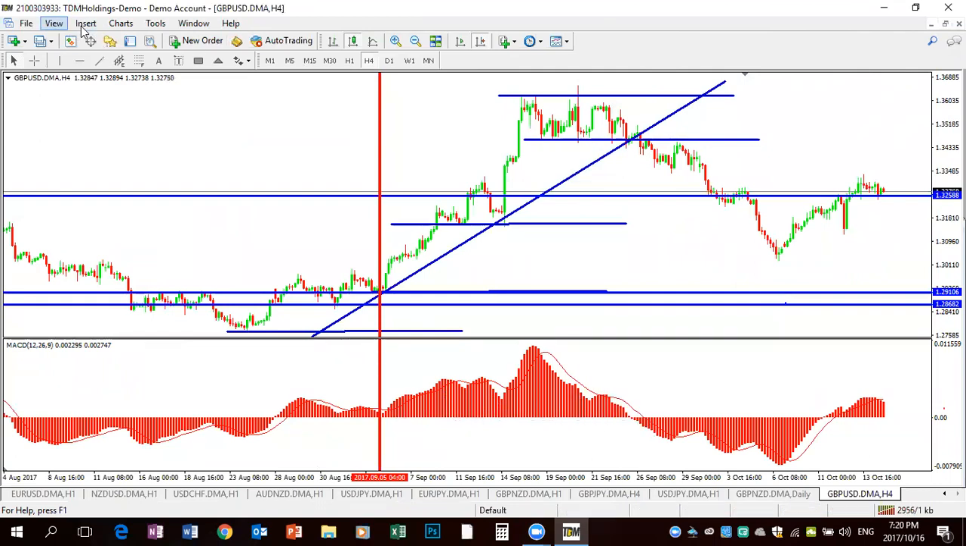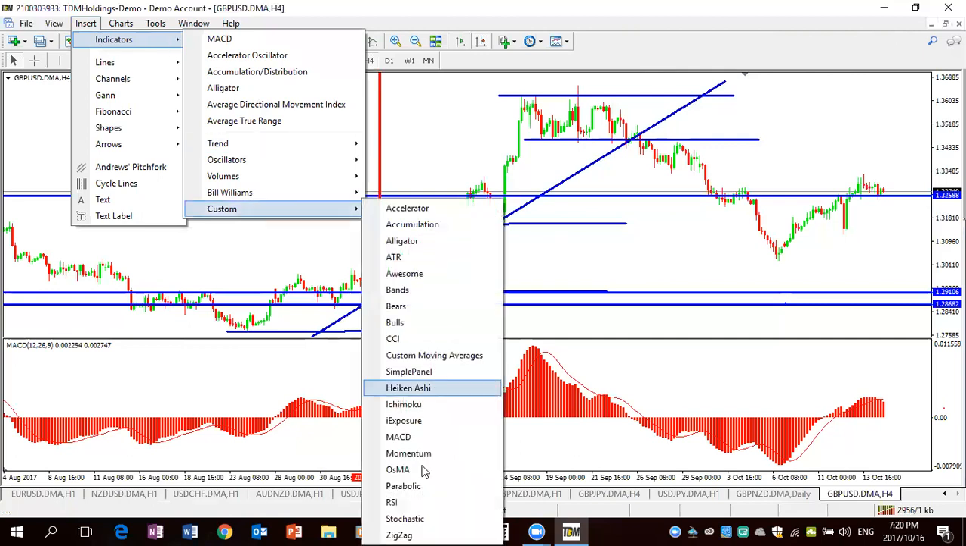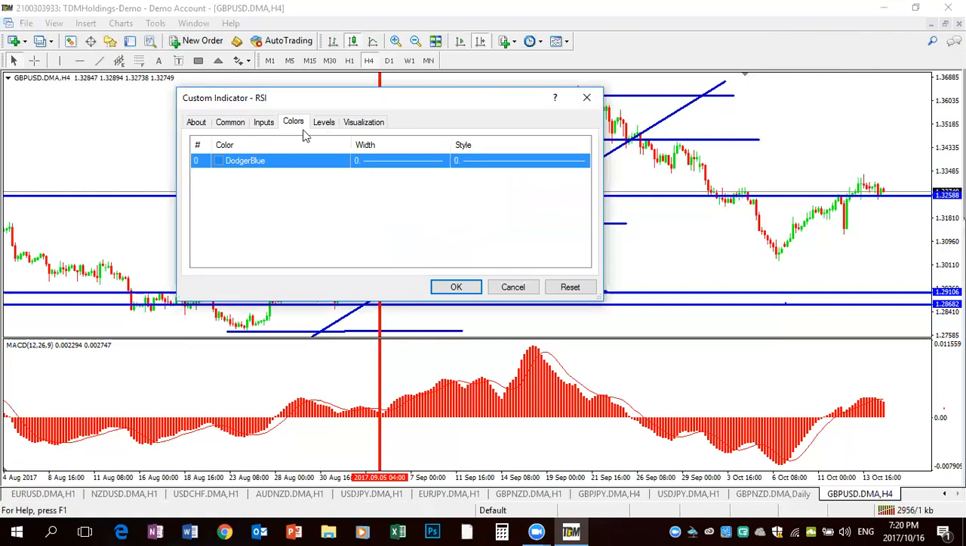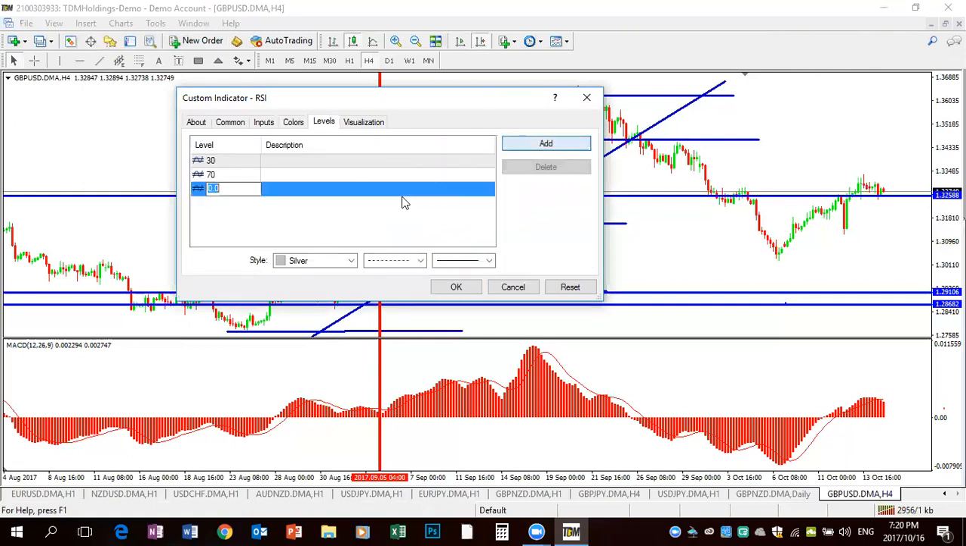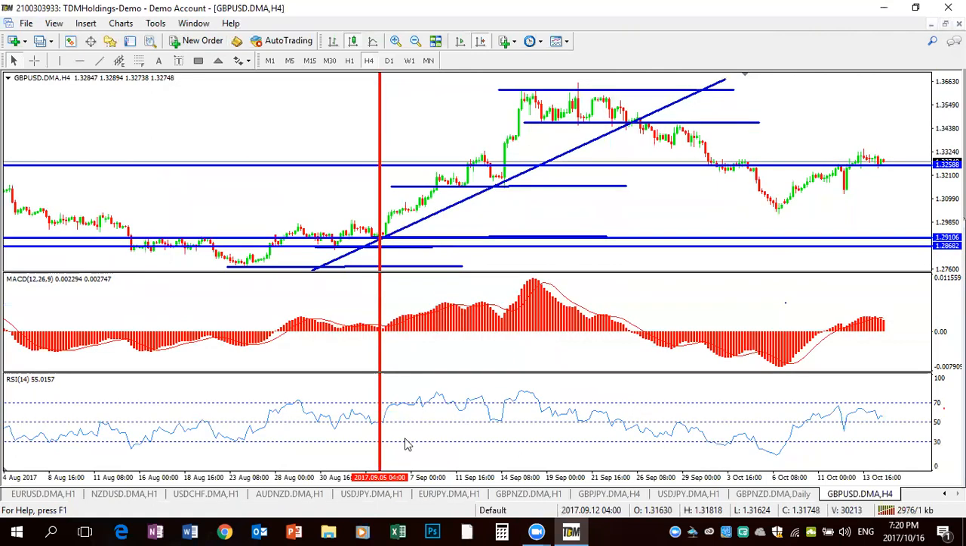And if you want to insert an RSI, you go to indicators, custom, and you select RSI. You add the levels, you add one level, that is 50. You can change the color if you want to. Remember, we said RSI indicates the momentum of the market. If the momentum is above 50, it means the bulls or the buyers are taking control of the market.